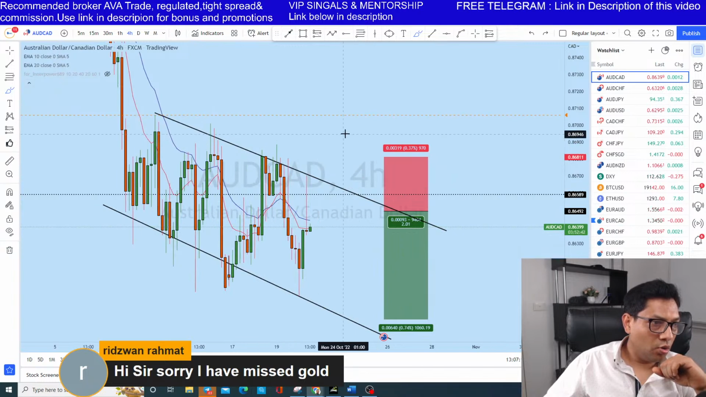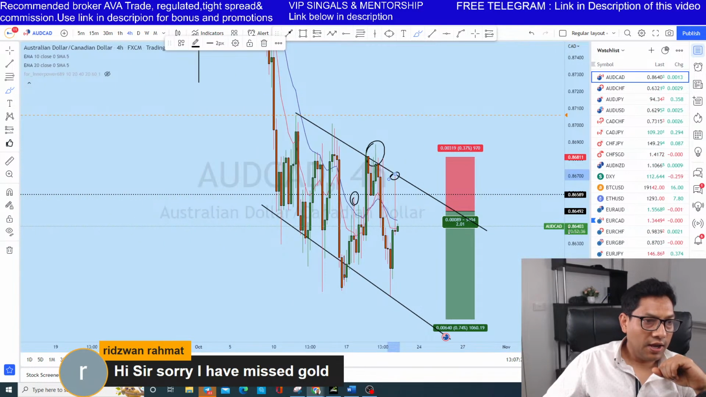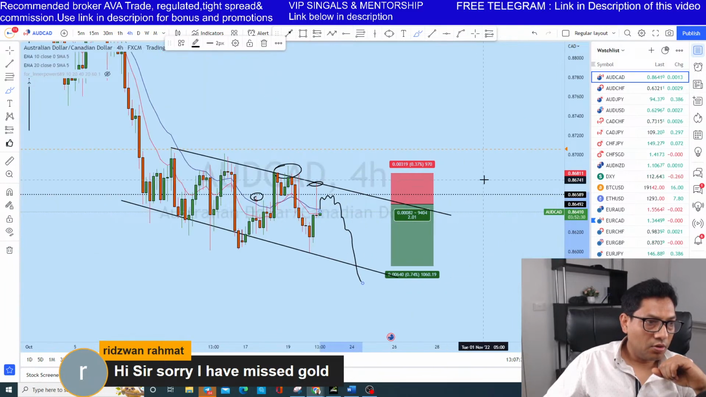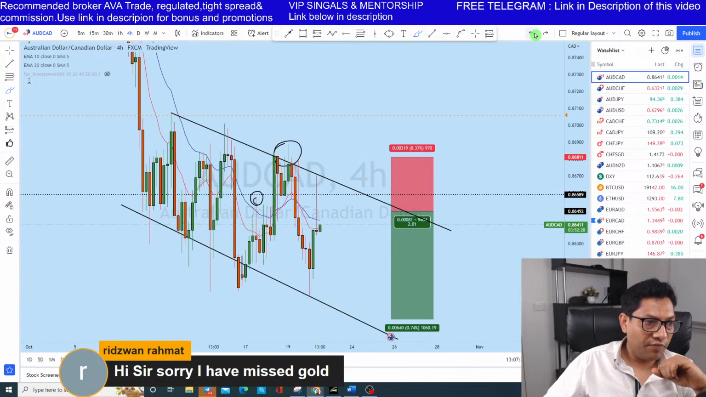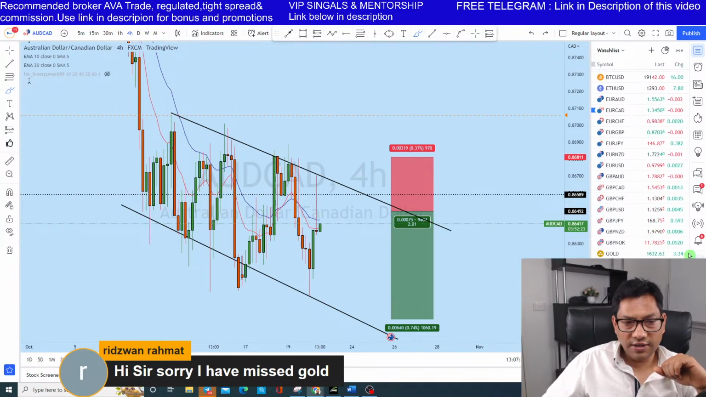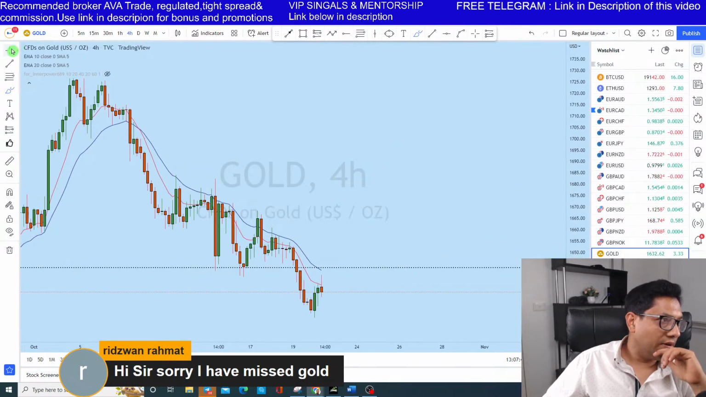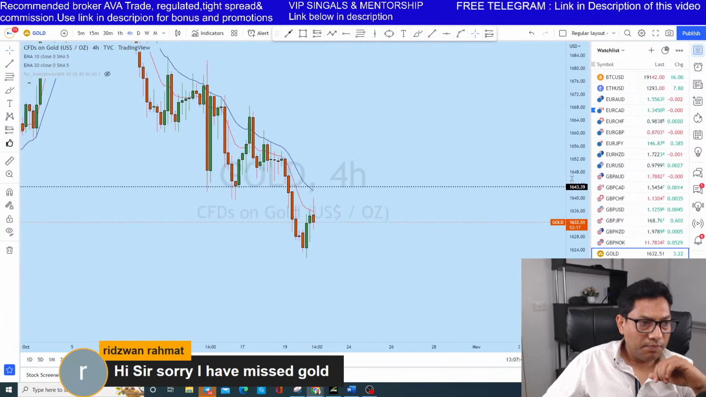And if you look closely, it also has a head and shoulders. This is the head, left shoulder, right shoulder, and I believe that after going up, it will slowly come back down again and give us a profit target hit on this one. So let me look at the other pairs, including gold. Gold is also giving us some really bearish price action.